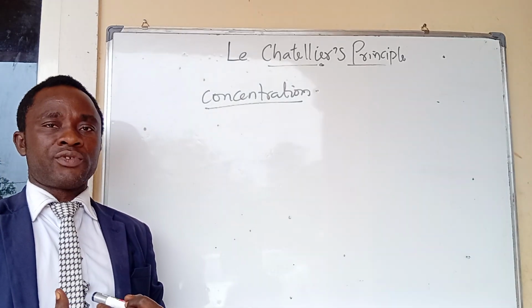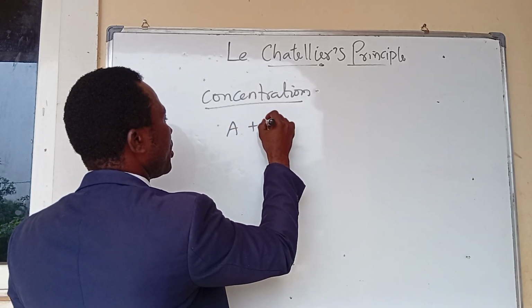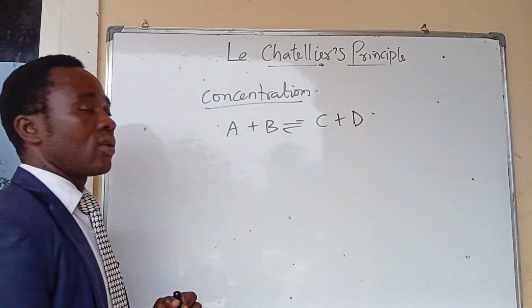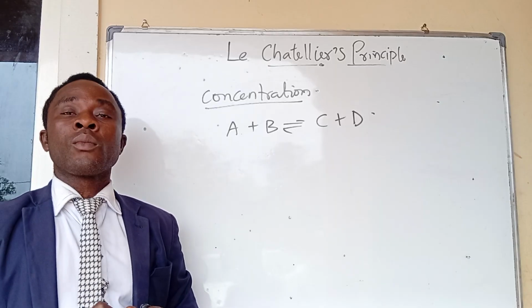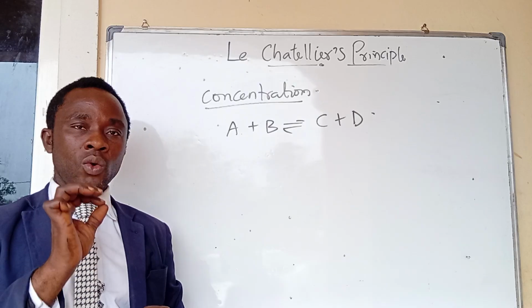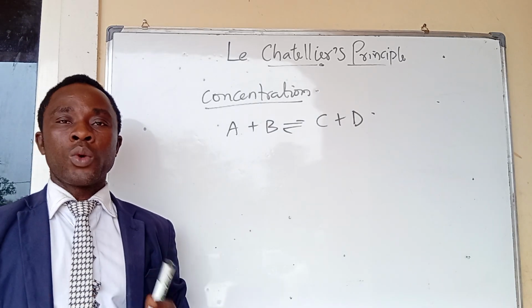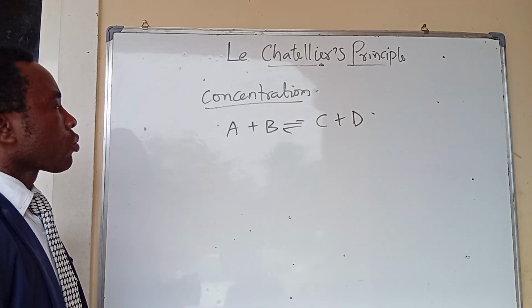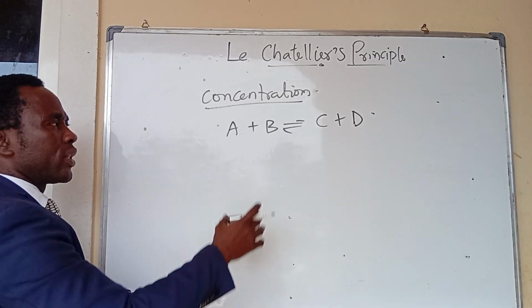Equilibrium position will always shift to favor smaller concentration. Now if we have A plus B to give C plus D, it does not matter whether they are solid, liquid, or gas. The only time that gaseous must be emphasized is when we are talking about pressure and volume. But when we talk about temperature and concentration, we don't mind the states of matter that they are. Now, what will be the effect of concentration on equilibrium position?